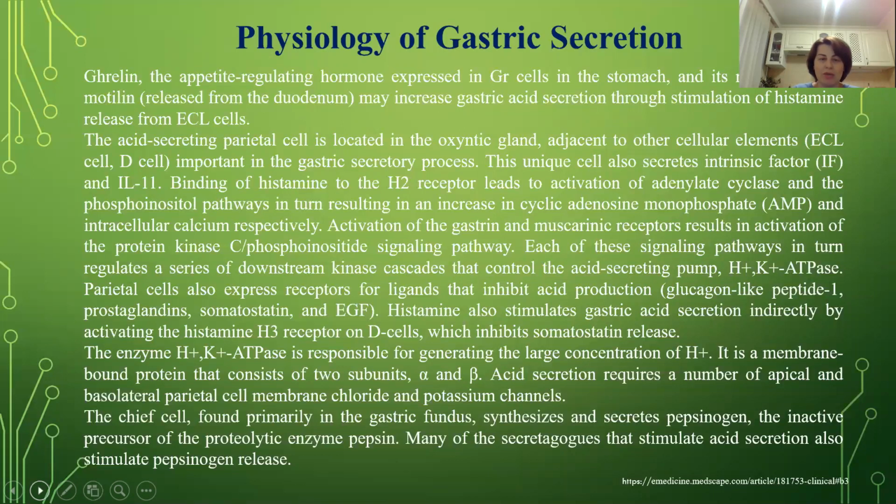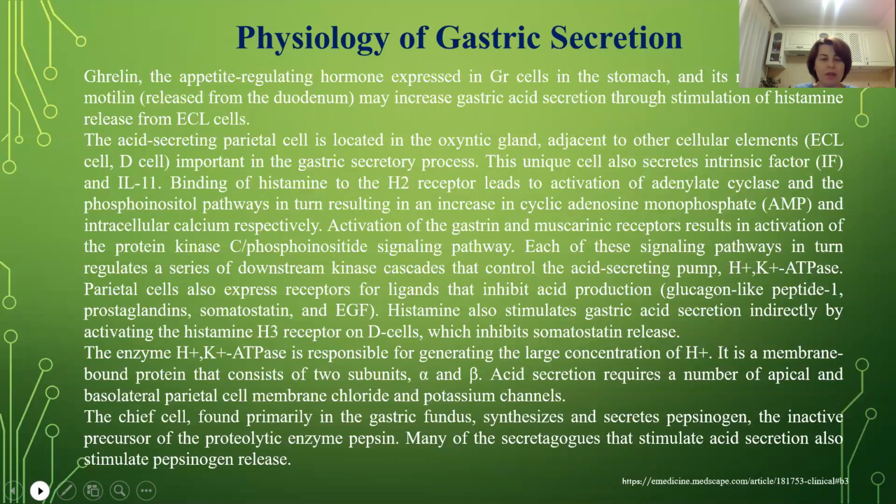Binding of histamine to the H2 receptor leads to activation of the adenylate cyclase and phospholipase pathways, in turn regulating an increase of cyclic adenosine monophosphate and intracellular calcium, respectively. Activation of the gastrin and muscarinic receptors results in activation of protein kinase signaling pathways. Each of these signaling pathways in turn regulates a series of downstream kinase cascades that control the acid-secreting pump, H+/K+-ATPase. Parietal cells also express receptors for ligands that inhibit acid production. Histamine also stimulates gastric acid secretion indirectly by activating the histamine 3 receptor on D cells, which inhibits somatostatin release.